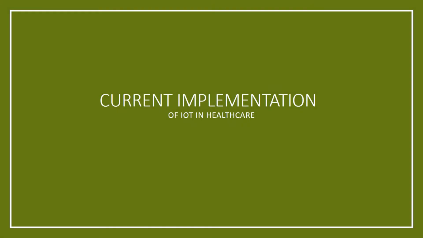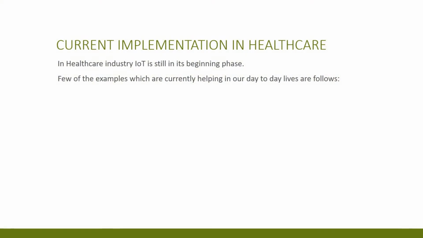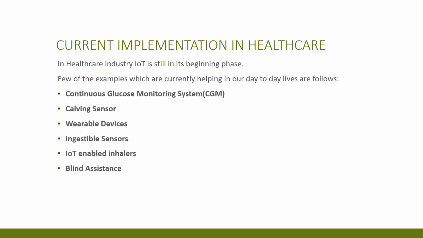Hi, I'm Anamika. I'm going to talk about the current implementation of IoT in healthcare. Already, there are a lot of IoT-enabled healthcare products in the market. For this presentation, we will be discussing 6 different categories of products that are truly revolutionizing our lives. These categories are: first, continuous glucose monitoring system; second, calving sensor; third, wearable devices; fourth, ingestible sensors; fifth, IoT enabled inhalers; sixth, blind assistants.